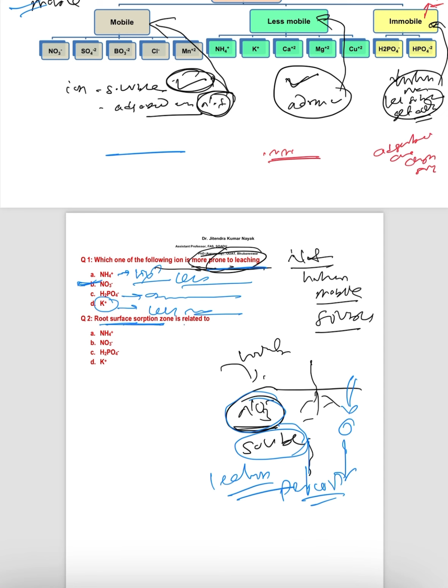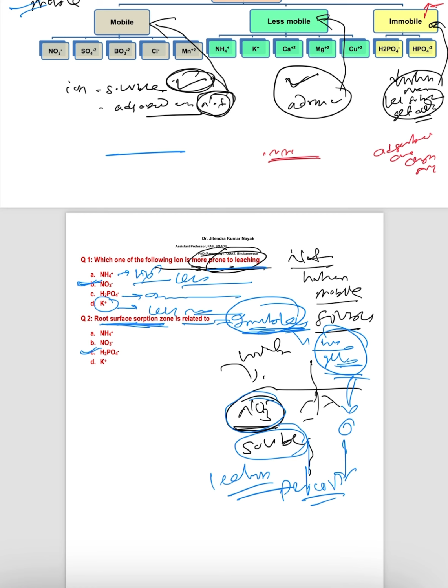Then coming to the root surface absorption zone, as you know there are two types of zone, root surface and root system absorption zone. The root surface absorption zone means a very thin layer just surrounding the root hairs. So it is for which nutrient? It is for immobile nutrient. And immobile nutrients, as you know, are highly reactive in nature and get adsorbed over the clay surface very strongly. So this is nothing but the phosphate ions.